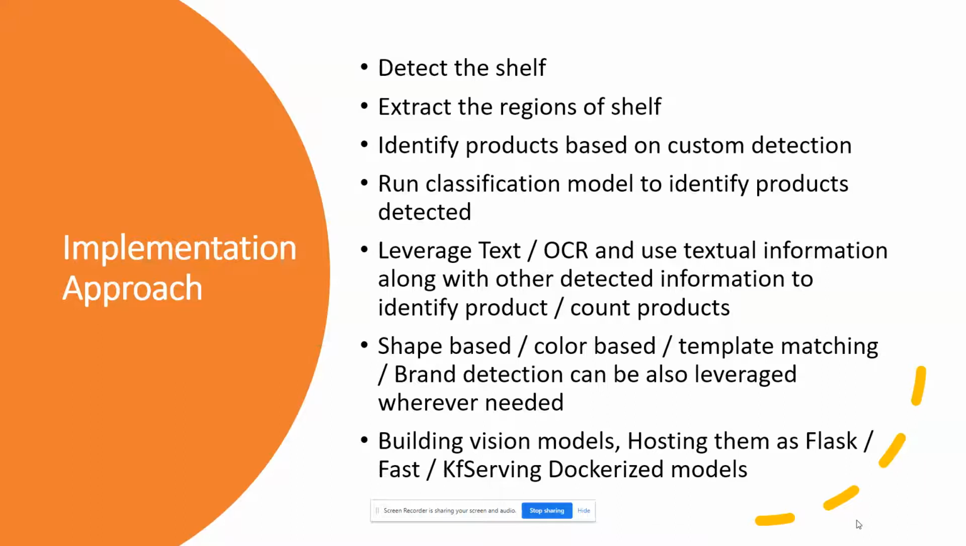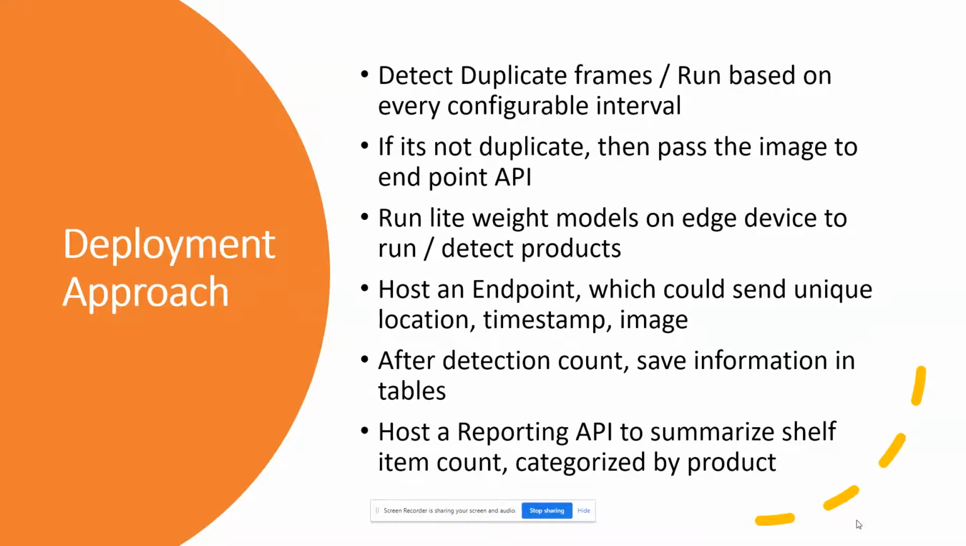So the overall solution might include vision models, hosting them as APIs, and deploying them as a serving endpoint or any Dockerized API, so that the edge encodes the image and posts it to the server. Obviously, the models you run on the edge have to be lightweight so that they can run faster. And we don't need to send every frame. We could have some image processing techniques to identify if there is a significant change, and only then upload it to the server.